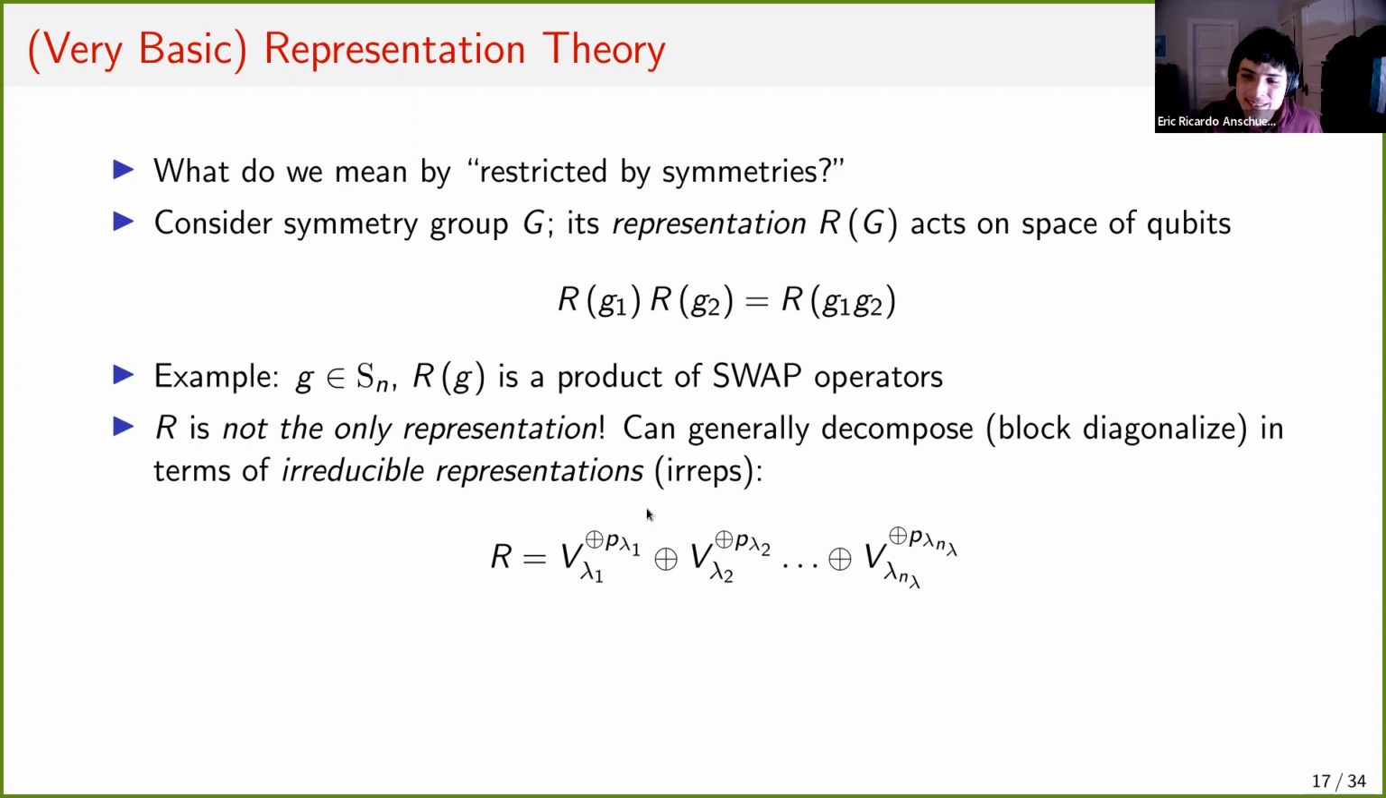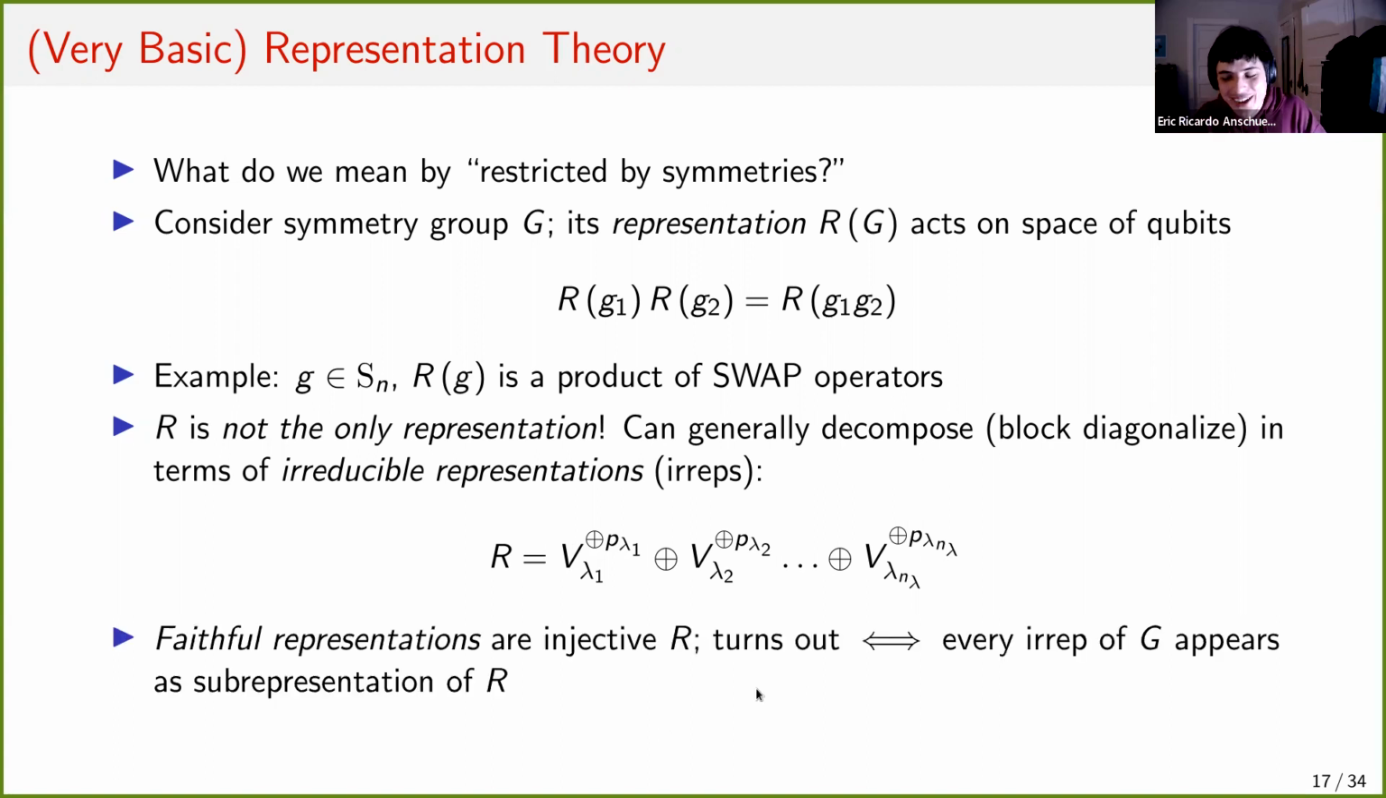And it turns out that when your group is finite, generally what you can do is block diagonalize these representations of group elements into things called irreps, so irreducible representations. So in other words, every representation can be written in this block diagonal form where we have these different irreducible representations that might be copied some number of times. I have a picture on the next slide that will hopefully make it more clear.